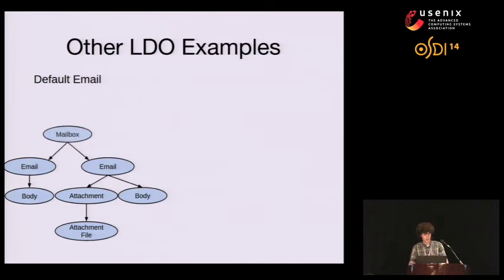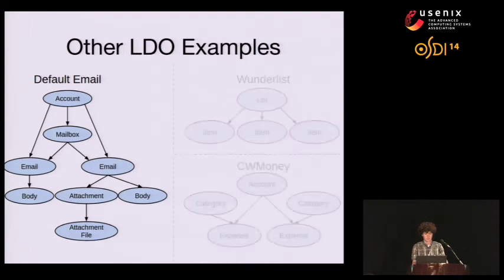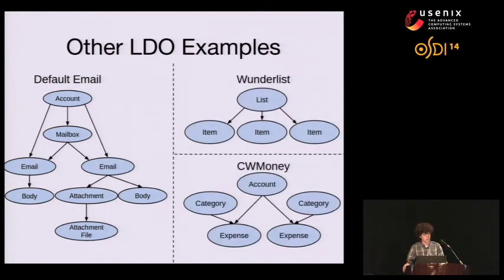So an email will be part of the mailbox LDO, which represents email folders like inbox or spam. And then both emails and mailboxes will be part of an account LDO. Some other examples of LDOs that Pebbles discovers are the to-do list and to-do list items in Wunderlist on the top right, and on the bottom right is the CW Money application, which allows a user to associate an expense with an account and associate those expenses with categories. And this graph is unique in that the expense object is part of two LDOs, the category and the account.